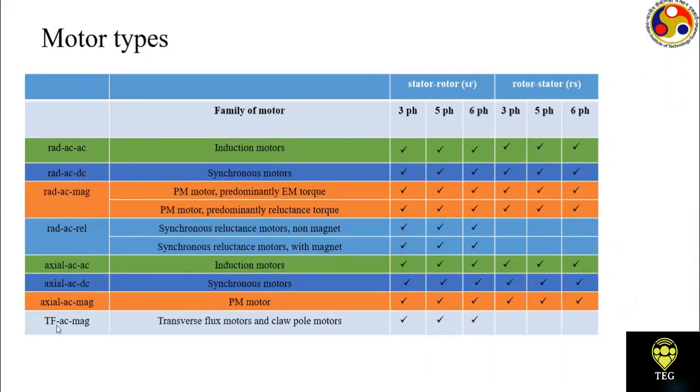Now these are transversal flux machines, so you can have an AC excitation on the stator and magnets on the rotor. Clear? They're known as transversal flux machines, or there's a special name for them, claw pole machines. So it's like the claws of an animal. Okay, the configuration looks like a claw of an animal, like a bear or a tiger. So these are known as claw pole machines as well. And you can have 3, 5 and 6 phase excitations on the stator, but you cannot have an outer rotor configuration here. They have to be inner rotor configuration.